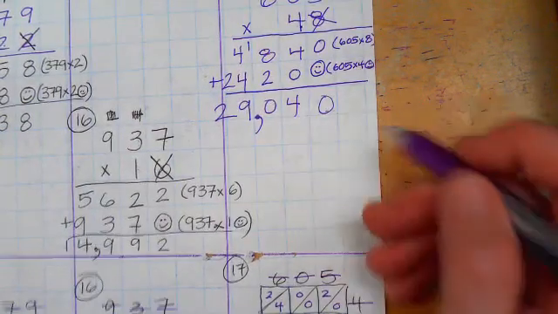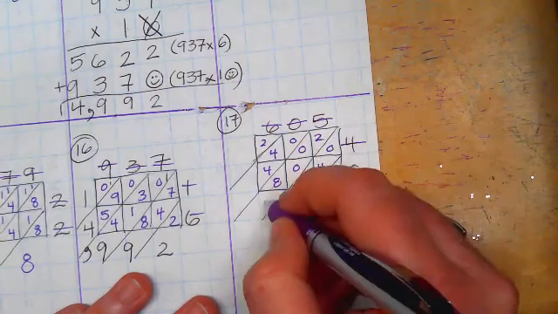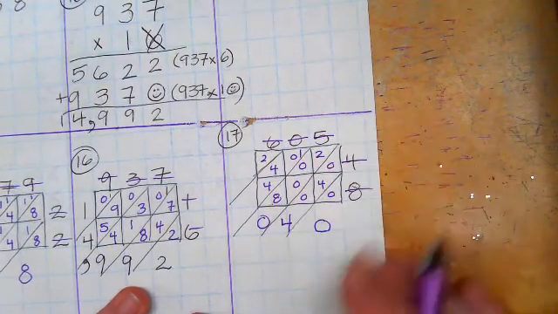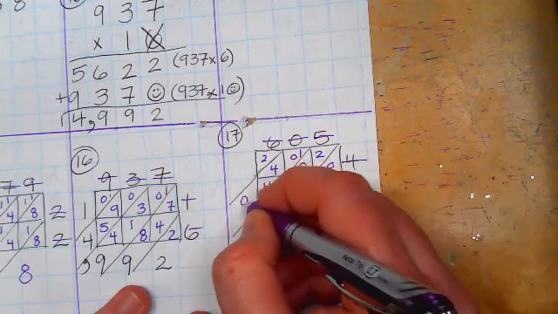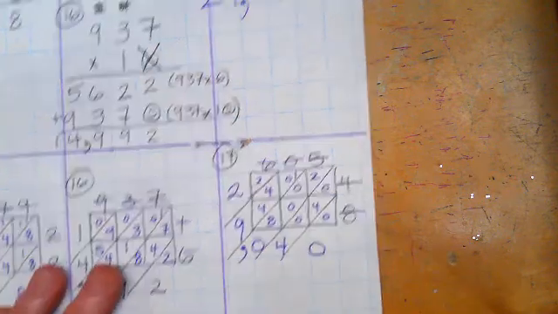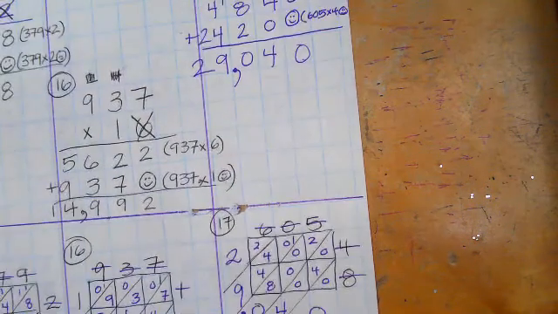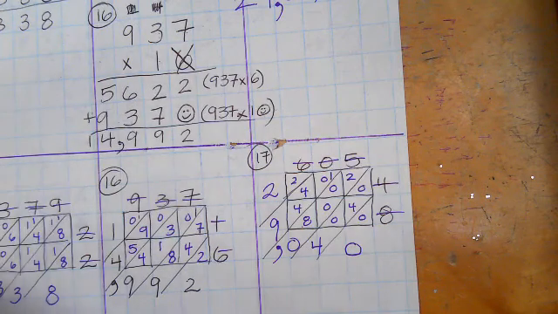0 plus nothing is 0. 0 plus 4 plus 0 is 4. So far so good, right? We had 40 right here. 8 plus 0 plus 0 plus 2 is 10. Regroup. 4 plus 4 is 8 plus 1 is 9. And we have a 2 all by its lonesome up there. So our answer is 29,040. That's what we also got up here. So good job. Woohoo!